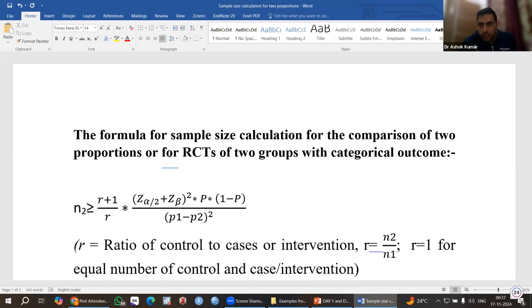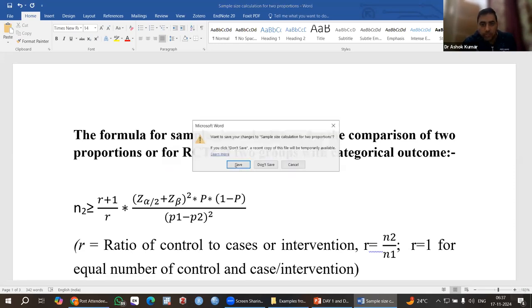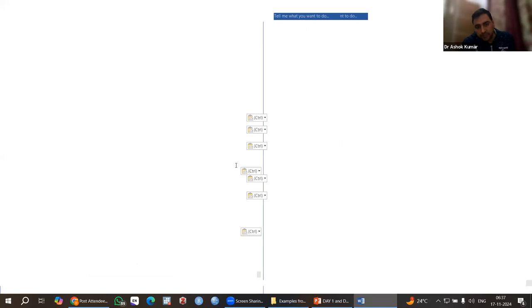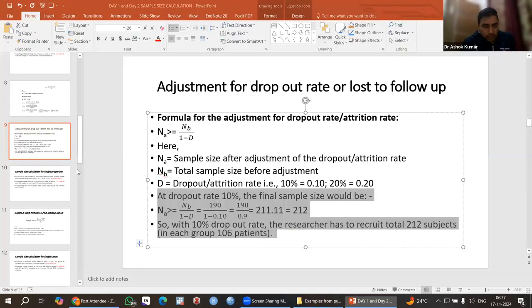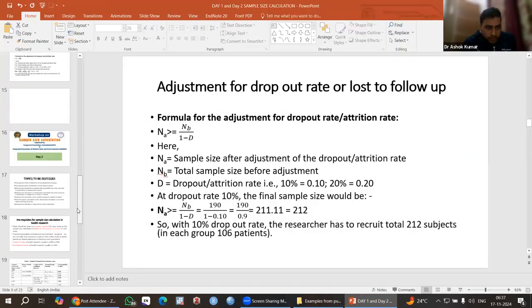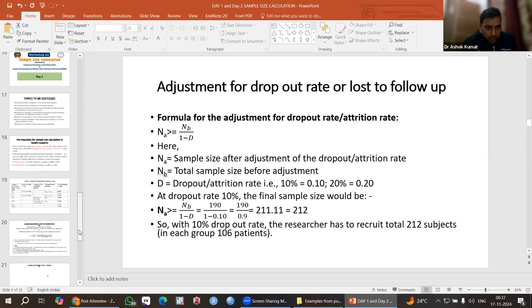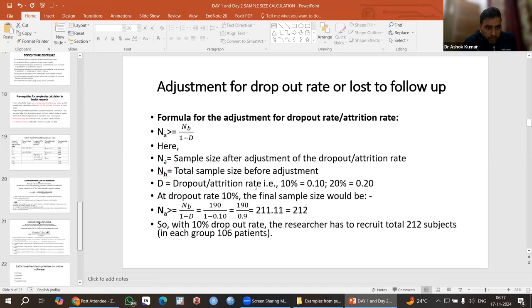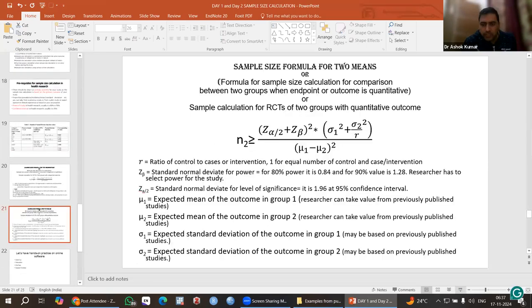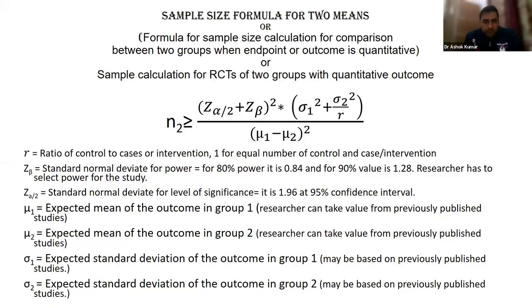Okay, so I'll cross it. I want to save. Okay, I can save it, no issue. So I have already opened it, no problem. If you practice 1, 2, 3 times, the formula will be very easy. You can calculate manually, and then you can use online software.